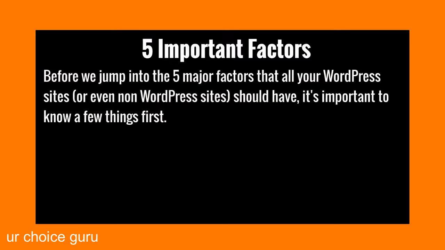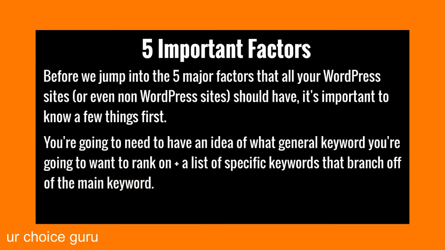So before we jump into the 5 factors that your WordPress site should have, or even your non-WordPress sites should have, which they'll definitely work on those too, it's important to know a few things first. So you're going to need to have a general idea of, number 1, the general keyword that you're going to want to rank on, and number 2, a list of specific keywords that branch off of that main keyword. Now don't worry if you don't have that now. I'm going to give you a step-by-step technique that will help you figure that out.